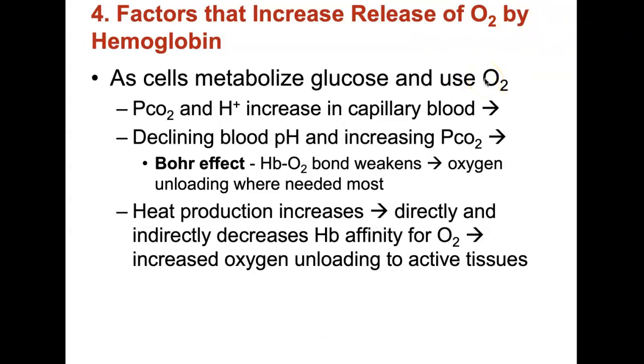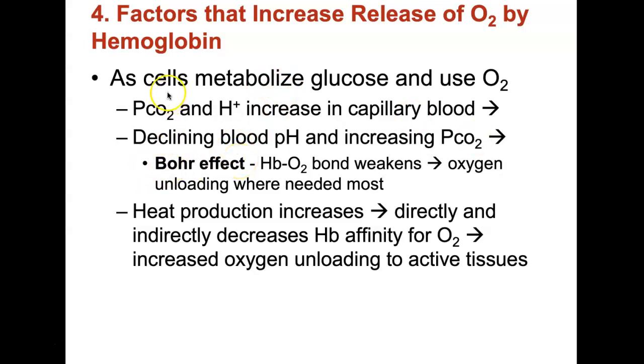As cells metabolize glucose and use oxygen, they release carbon dioxide, which increases the partial pressure of carbon dioxide and the proton levels in the capillary blood. Remember what we said about increased partial pressure of carbon dioxide: that means that you have more protons, thereby more acidity, or the pH is going to be lower. Both declining blood pH, which is known as acidosis, and increased partial pressure of carbon dioxide are going to weaken the hemoglobin to oxygen saturation. And this phenomenon is what we know as the Bohr effect.